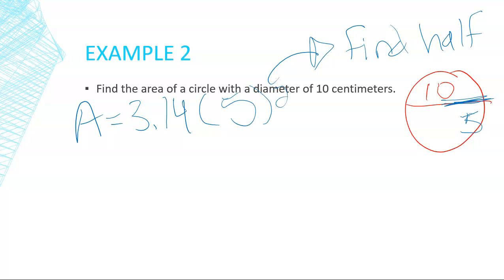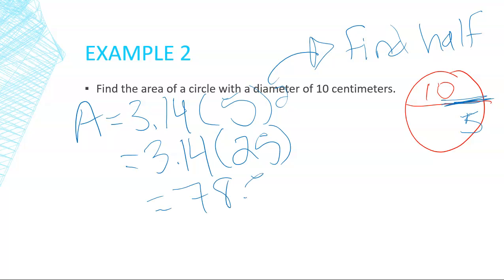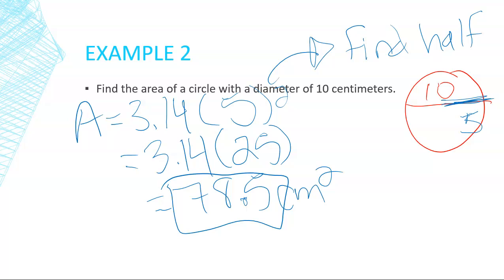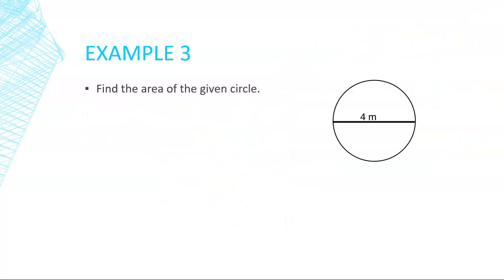Then I want to type that into my calculator. Oh, wait, I want to do 5 squared first. So 5 squared is 25. Now I want to type it in my calculator, which gives me 78.5. And this should be centimeters squared. Okay. Next one gives me the picture of the circle and wants me to find the area.